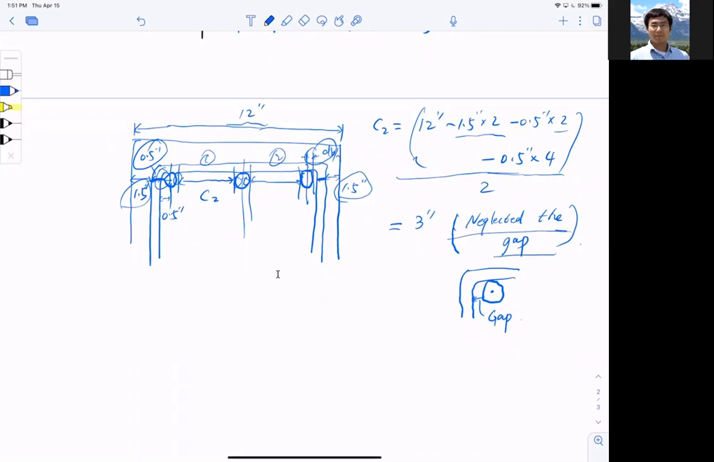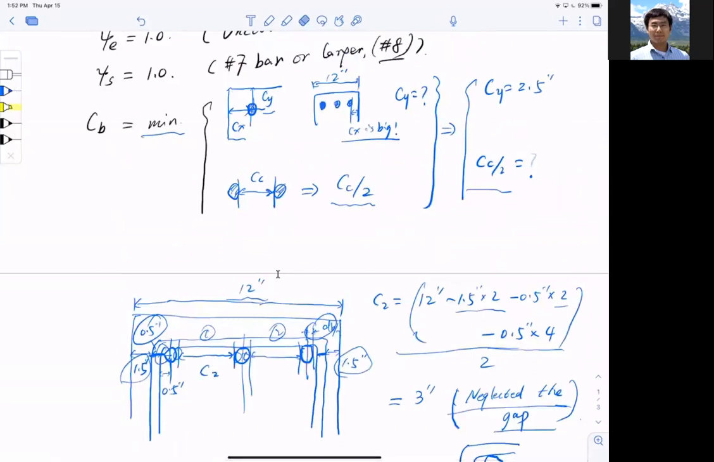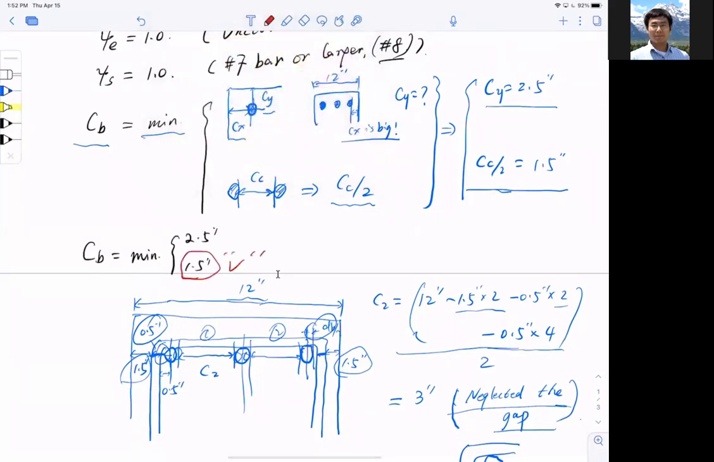Anyway, so that is a concrete clear spacing. So C2 is 3 inches. So C2 divided by 2 here is 1.5 inch. Now I want to find the minimum of CY 2.5, CC divided by 2, 1.5. Which one is minimum? Naturally, CB equal to the minimum of 2.5, 1.5, and 1.5 wins. This is our pick. We select 1.5.